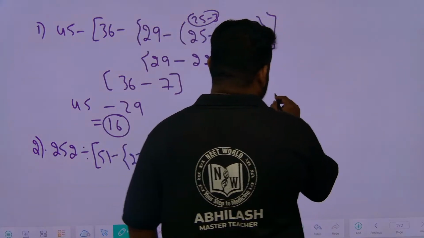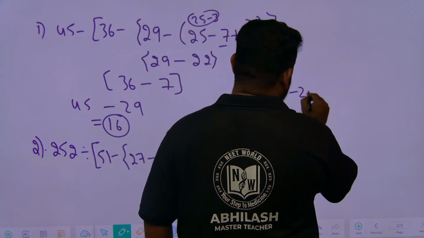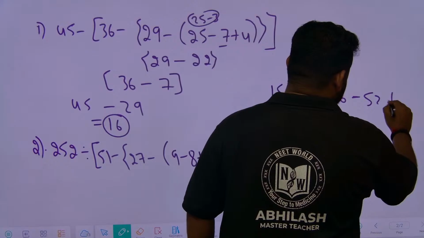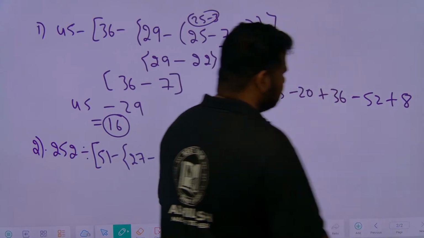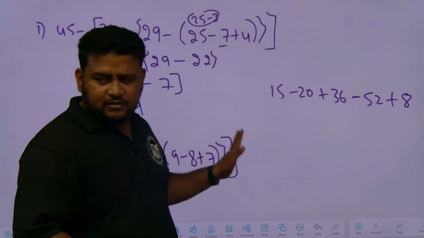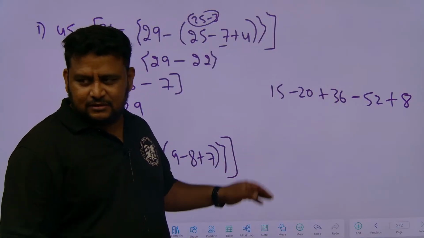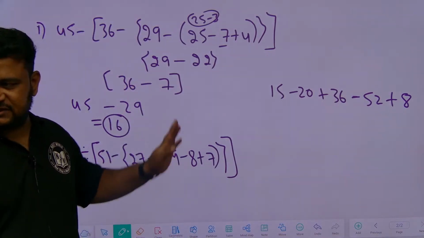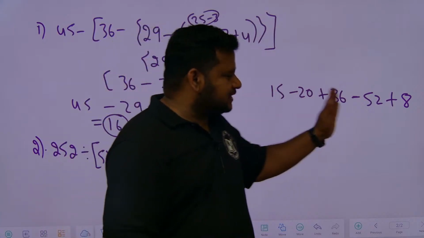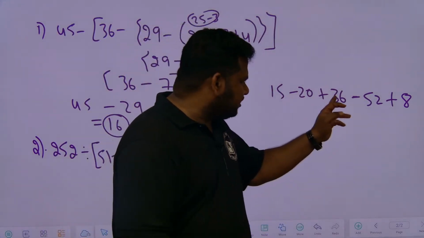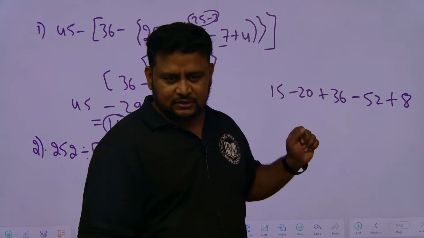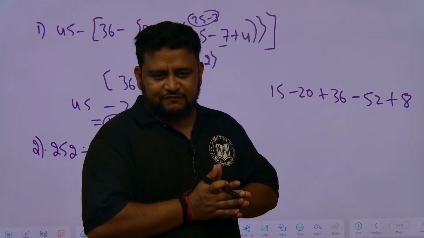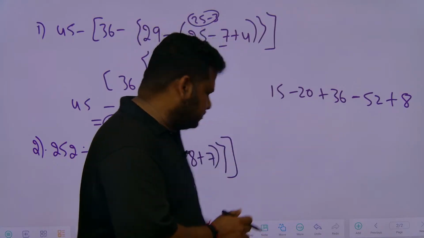I want you to find the value of this. No brackets, nothing else, you just have to do these things. For such a problem, the first thing is: add all the plus terms together, then add all the minus terms together, then whichever is bigger, take the difference from bigger to smaller. First, where are the plus terms?